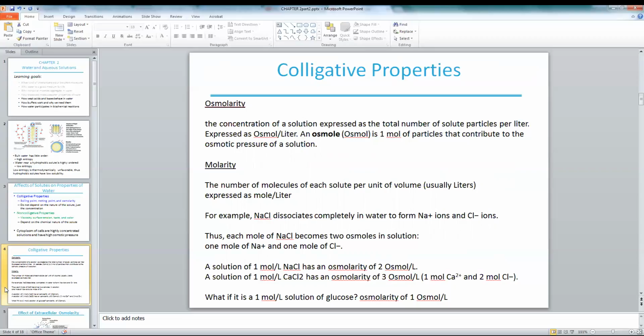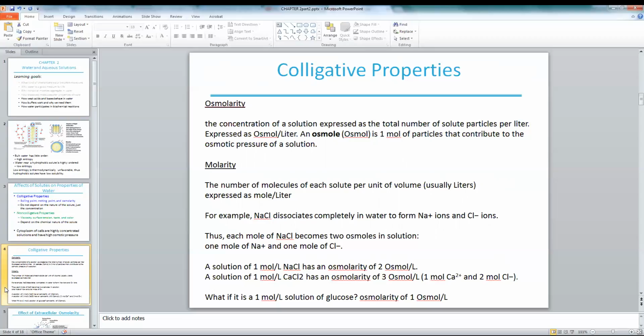We're going to contrast that with molarity. You've studied molarity in earlier chemistry courses. The idea here is that the number of molecules of each solute per unit of volume is expressed in moles per liter. So here we're differentiating between types of solutes. If I wanted to give you an example, let's take a look at sodium chloride. Sodium chloride is going to dissociate completely because it's an ionic solid in water, and it's going to form Na+ cations and Cl- anions.